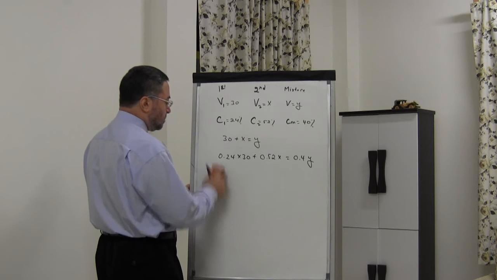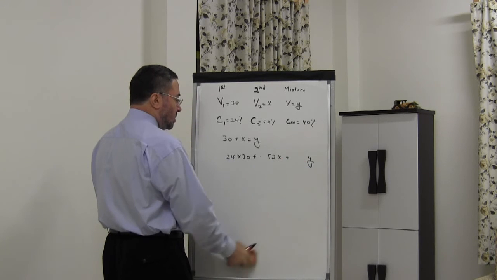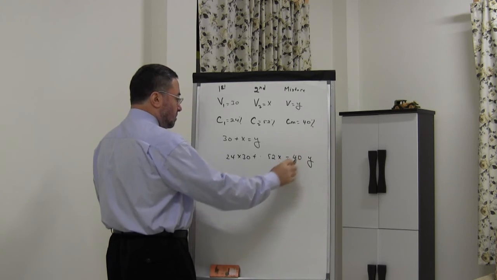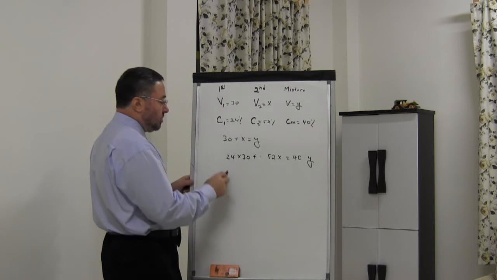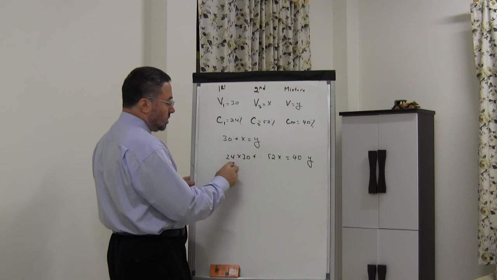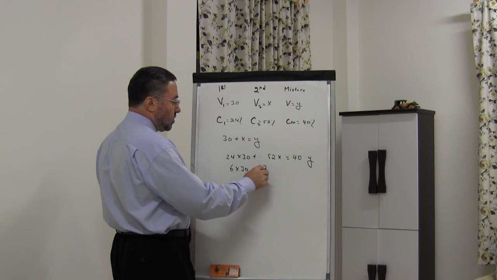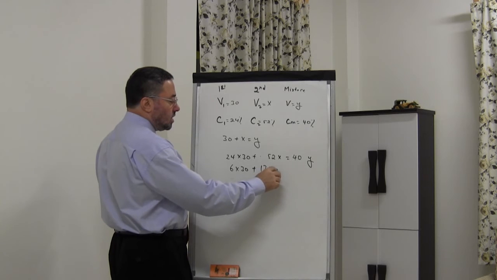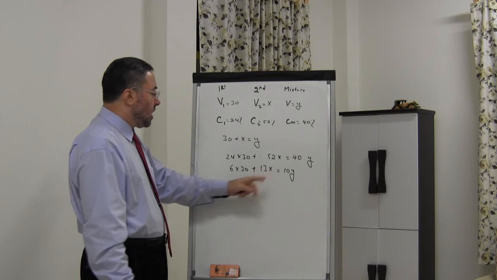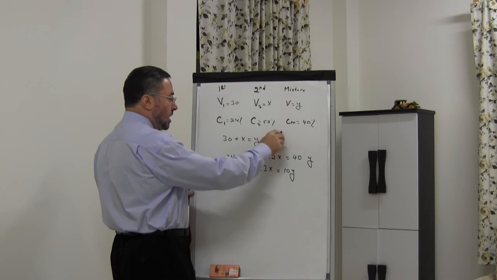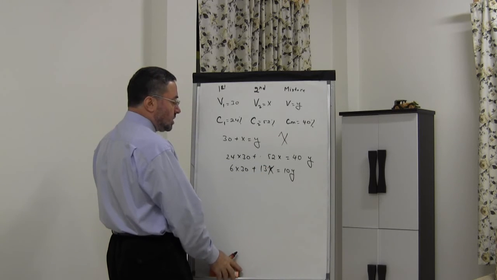So simplifying and getting rid of the decimal, here we get 40y. And before we replace y, we can even simplify by dividing by 4. So we get 6 times 30 plus 13x equals 10y. Here we have a multiplication and here we have x. If you want to distinguish these, you can write x like this. And that will tell you this is an x and not a multiplication sign.